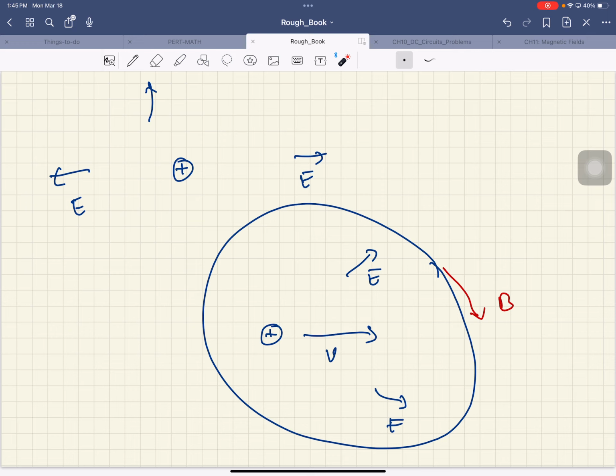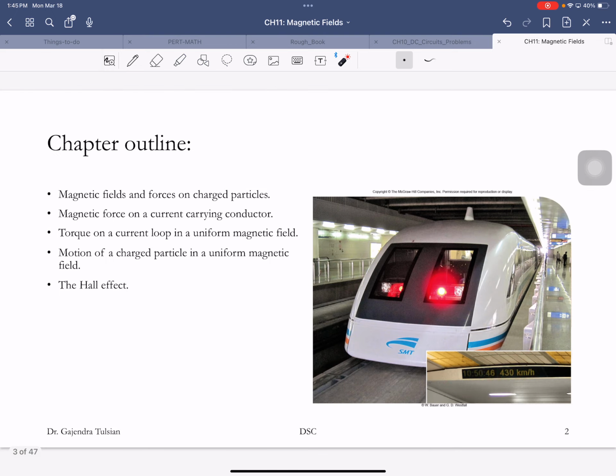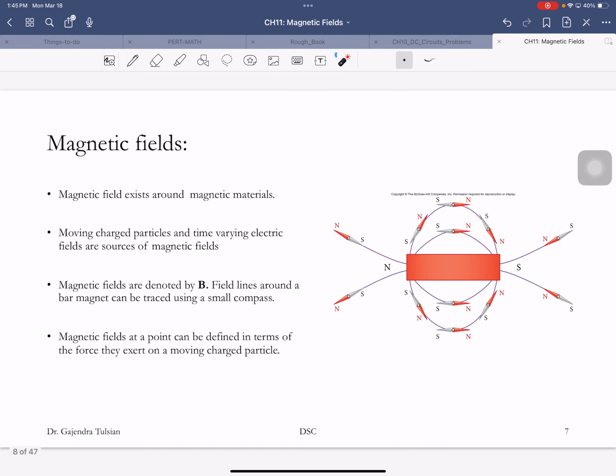So now let's talk about magnetic fields. Initially, we'll start off by just talking about magnets. Here are all different kinds of magnets, and these magnets produce magnetic fields around them. That's what we're going to study, what I said to you initially, that you'll learn over this chapter and the next chapter.